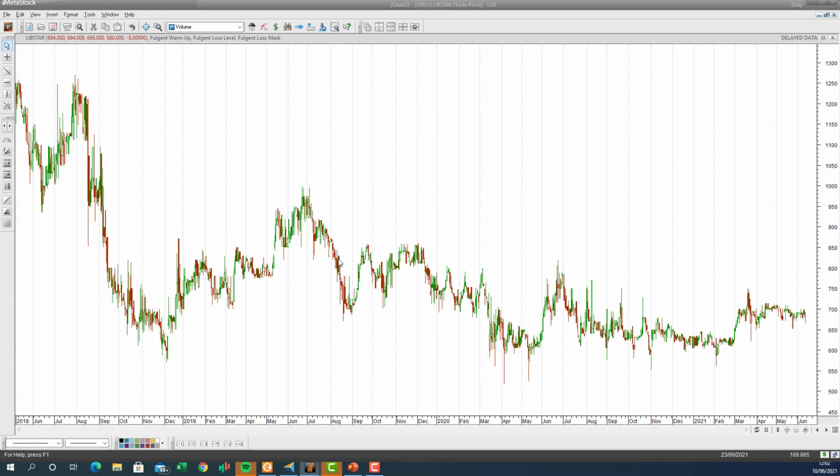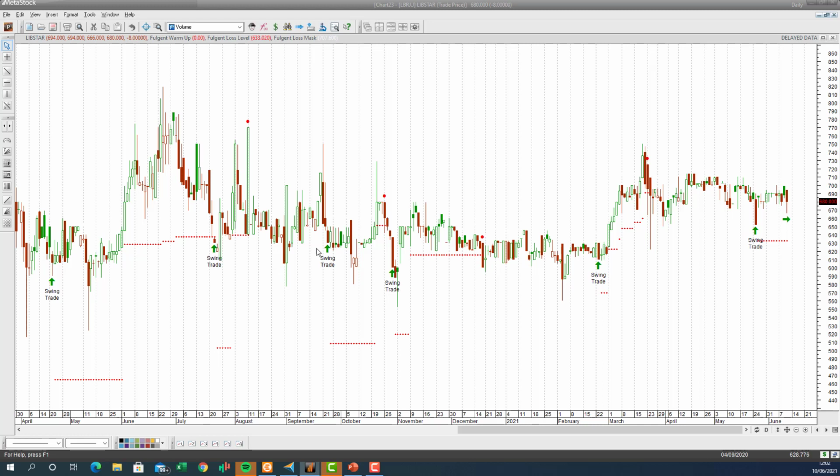Lipstar, very sideways moving, very choppy. Not something I would generally like to trade. It's very choppy. These ranges are not particularly good.